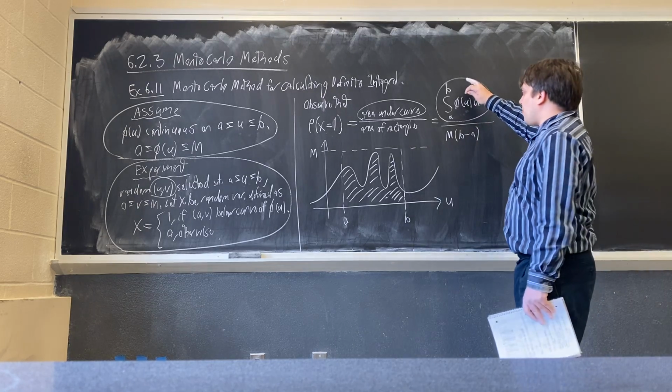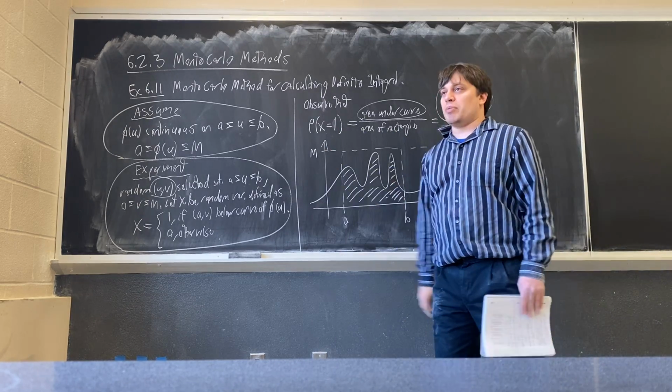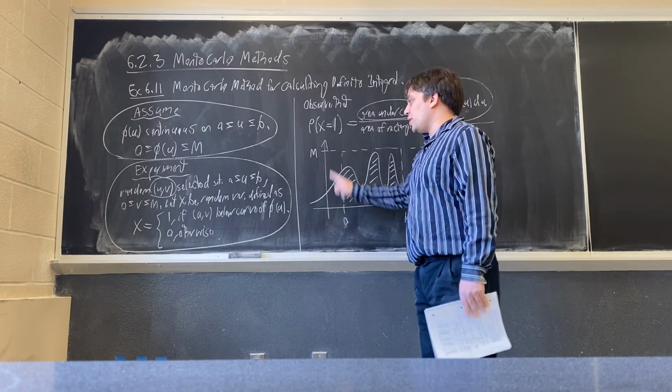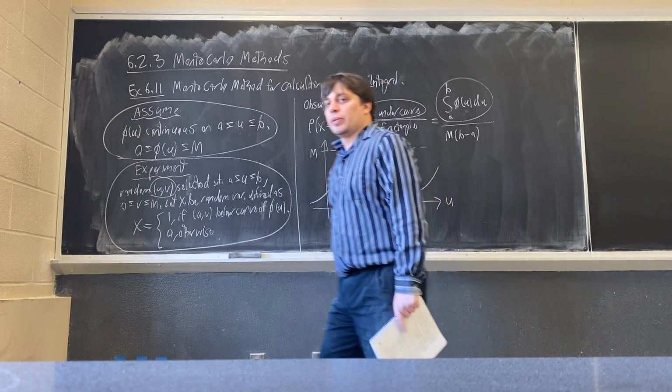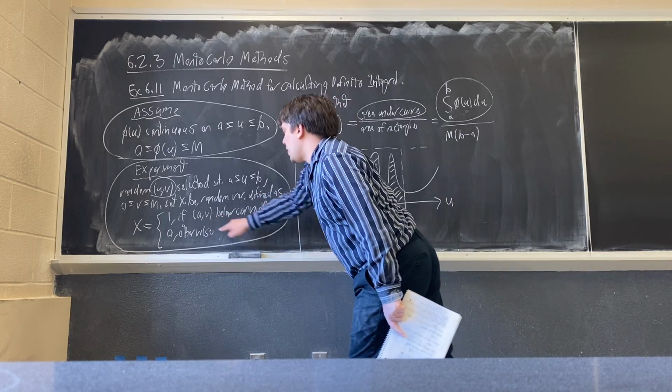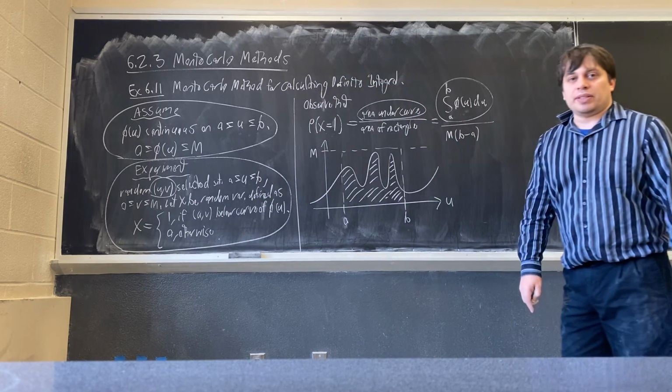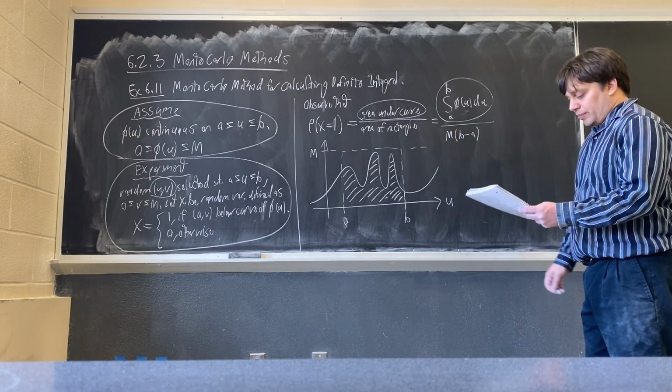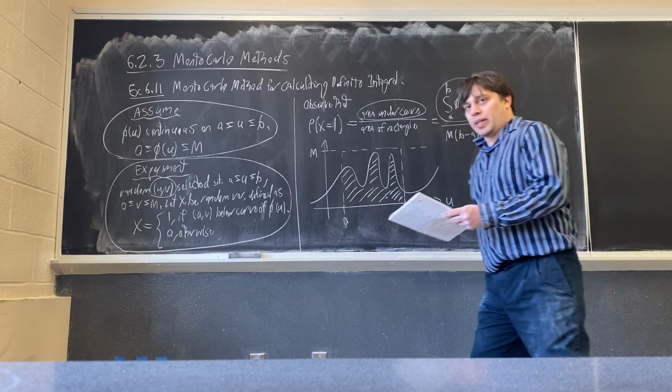And so this fraction, this integral over capital M times b minus a, is the probability that your point is in the shaded region, or the probability that X is equal to 1. Right? That your point that you hit is below the curve, not above it. Or on. Okay. Probability though of hitting the edge is 0.